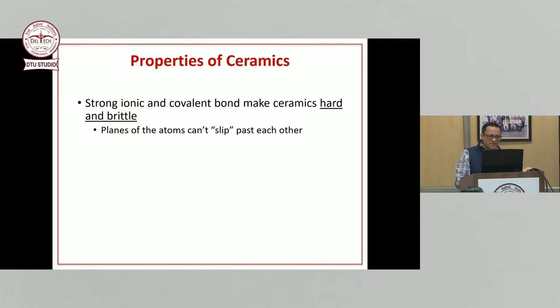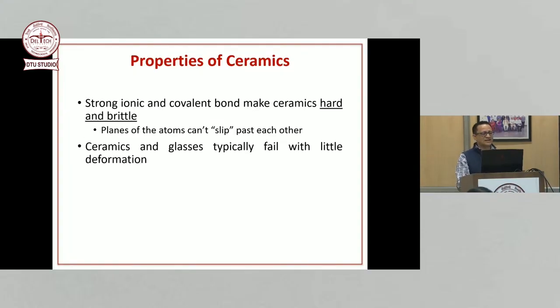So, properties of ceramics: strong ionic and covalent bonds make ceramics very hard and brittle. Planes cannot slip past each other, and that's why it's very brittle. Also, if there is any crack in a ceramic material, it'll fail very soon. If you are confused, just think about a plate in your house: if it gets a crack, it's going to fail very fast.